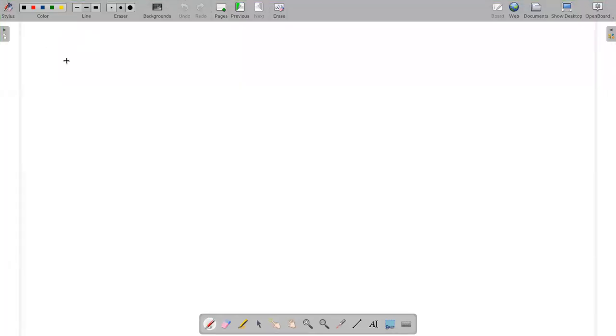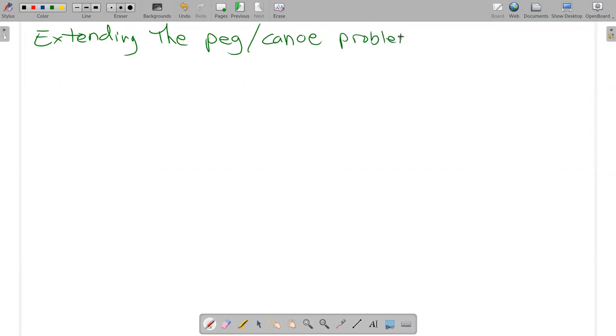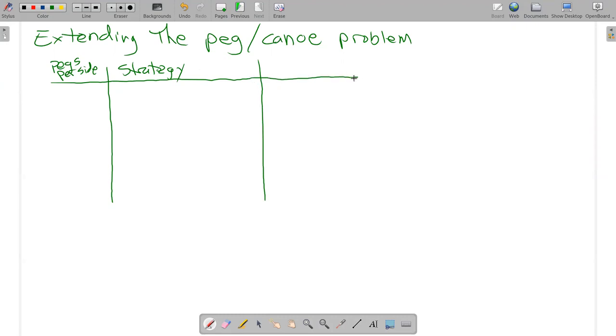So we're going to look at extending the peg or the canoe problem. And the book set us up with a nice table for that extension. We're just going to modify the table a little bit. We need to take a look at pegs per side. I'm going to put the strategy next, and then I need some space there, might be enough space. And then after that, I'm going to put the minimum number of moves.